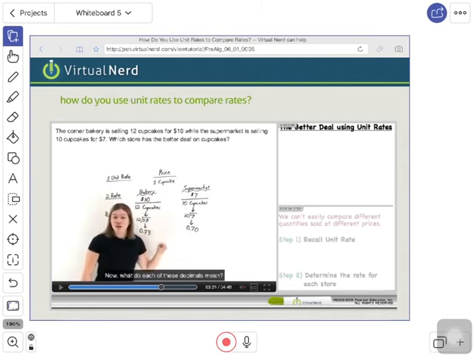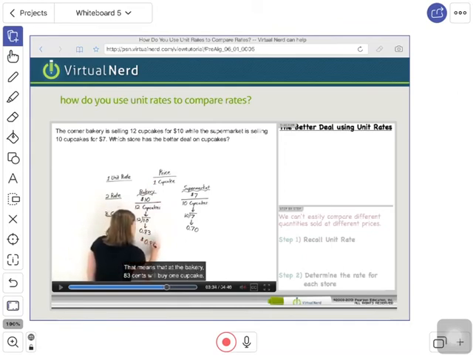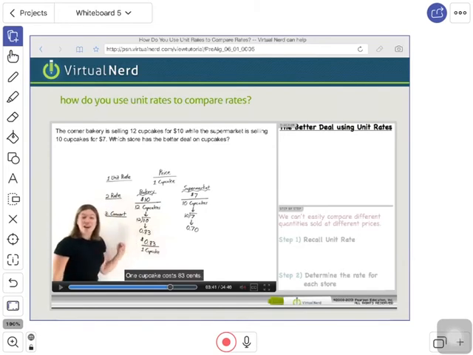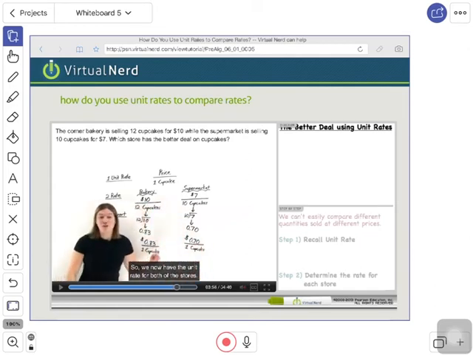Now what do each of these decimals mean? Well, since we took the numerator divided by the denominator, we just found the numerator of the unit rate. That means that at the bakery, 83 cents will buy one cupcake. One cupcake costs 83 cents. That's the unit rate at the bakery. And here, at the supermarket, one cupcake costs 70 cents. So we now have the unit rate for both of the stores.